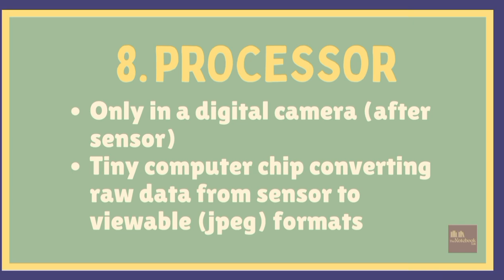Okay. Next, we have the processor. This is only there in a digital camera. It is not there in a film camera. It is like a tiny computer chip which converts the raw data, like the charges that are collected from the sensor, into a viewable format, mostly like a JPEG format.